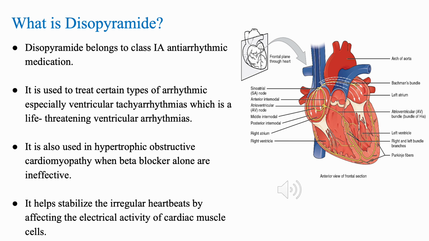Disopyramide belongs to class 1A antiarrhythmic drugs and it is used to treat certain types of arrhythmias, especially ventricular tachyarrhythmia, which is a life-threatening condition. It is also used to treat hypertrophic cardiomyopathy when beta blockers are ineffective. Thereby, it stabilizes the irregular heartbeat by affecting the electrical activity of the cardiac muscle cell.